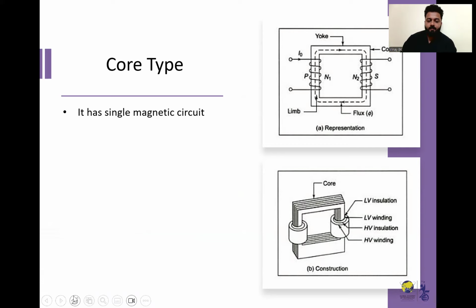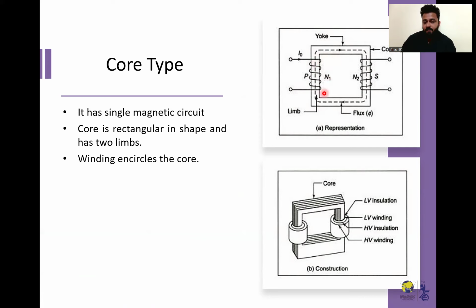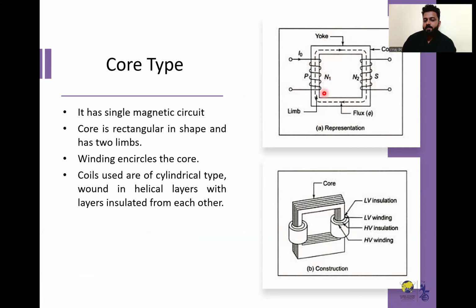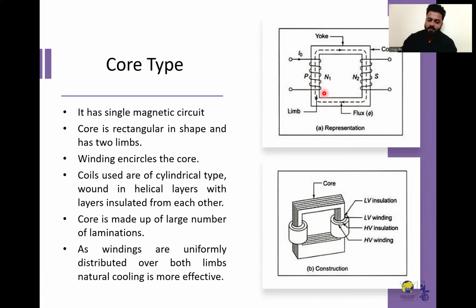And here the core is rectangular in shape and it has two limbs, vertical, and two yokes, horizontal. Here the windings encircle the core, and the coils used are of cylindrical type and wound in helical layers with layers insulated from each other. And here the core is made up of a large number of laminations to reduce the losses.